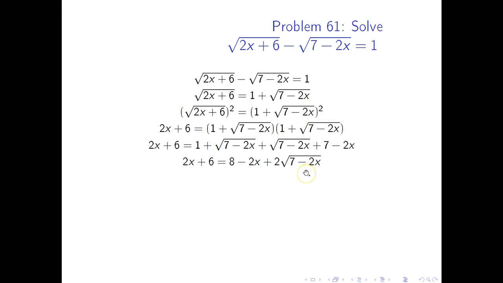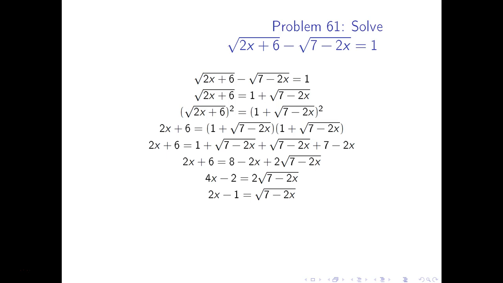Now I have a radical hanging around. I have to isolate it in order to finish solving it. So we can move by subtracting 8. 6 minus 8 is negative 2. And 2x plus 2x is 4x. Now, I don't really like this 2, and I can actually get rid of it because I can factor a 2 out of here. Or in other words, I can divide everything by 2, and I get 2x minus 1 is equal to the square root of 7 minus 2x.